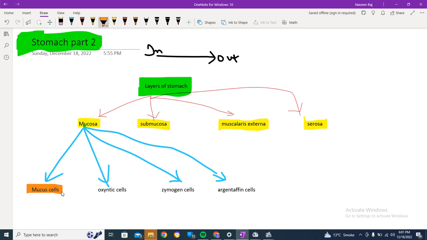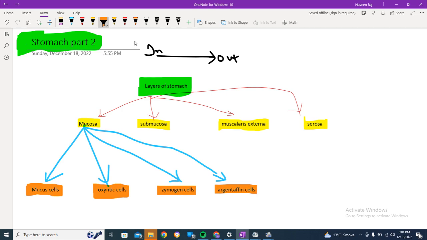Number one is the mucus cell. This is quite simple, like the mucosa layer, mucus cells. Then we've got oxyntic cells. Oxyntic cells are also called parietal cells. Then we've got zymogen cells. We'll be discussing each of them in detail, they've got very important functions. Then we've got argentaffin cells. So let's get into it.